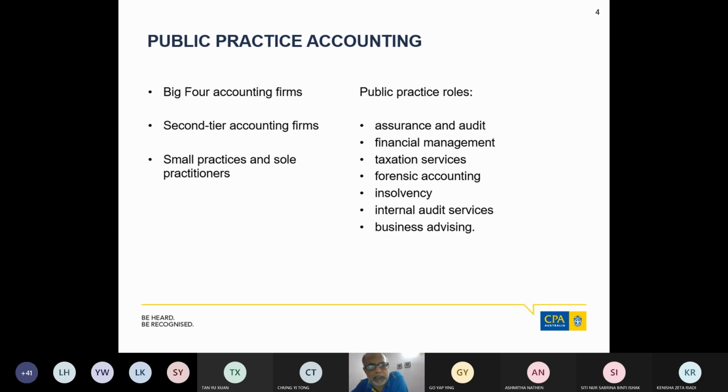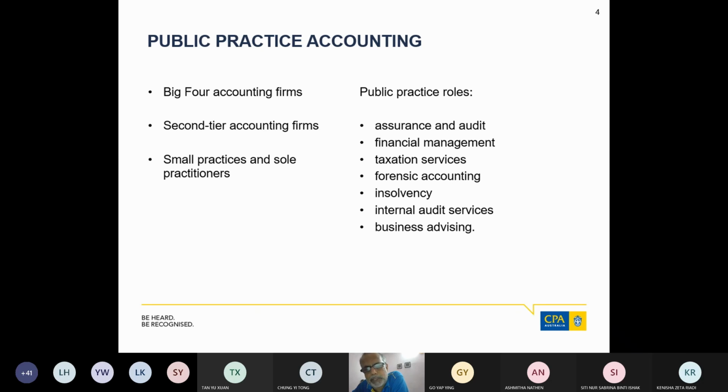In public practice, it could be Big Four, it could be second tier, it could be sole practitioner or partnership. So the types of services they provide are quite similar. The first one is audit assurance. This is what they call bread and butter. All of them provide these audit assurance services.